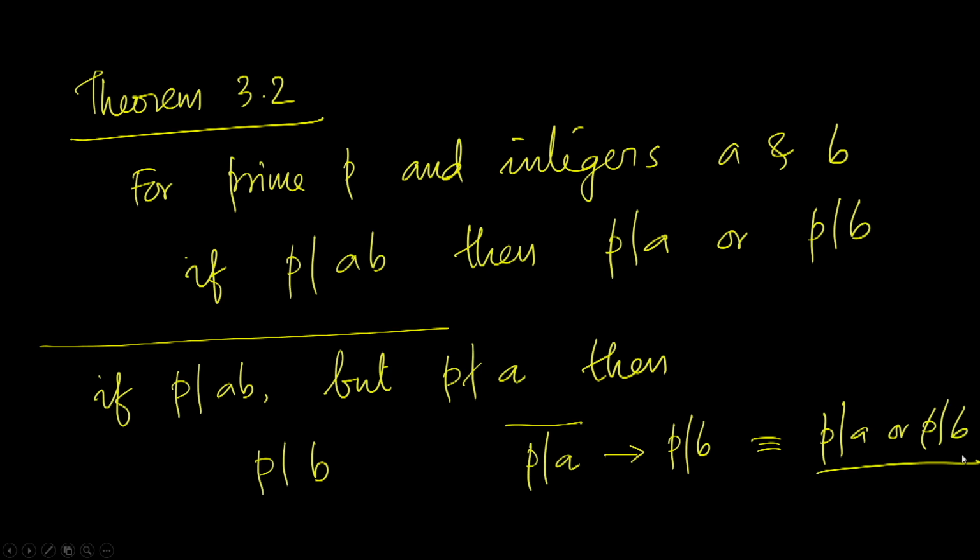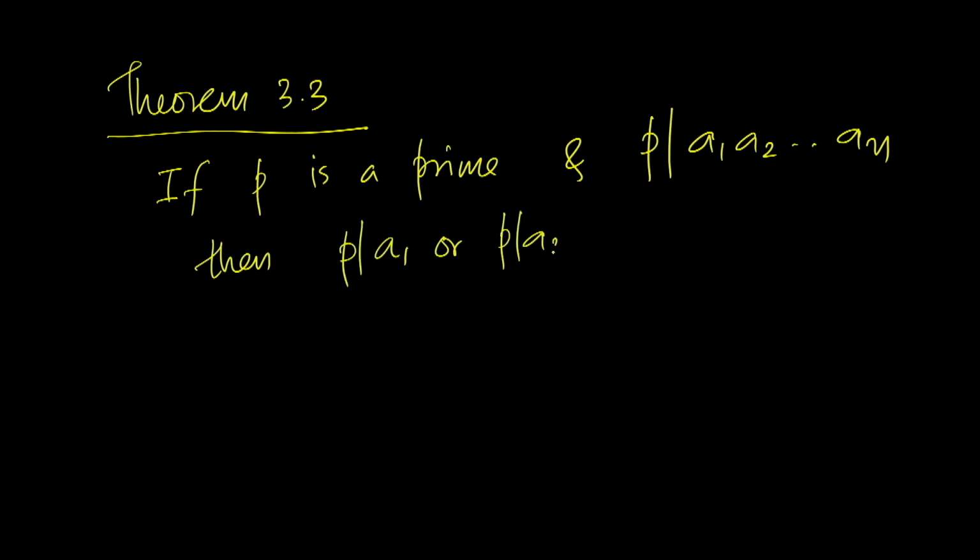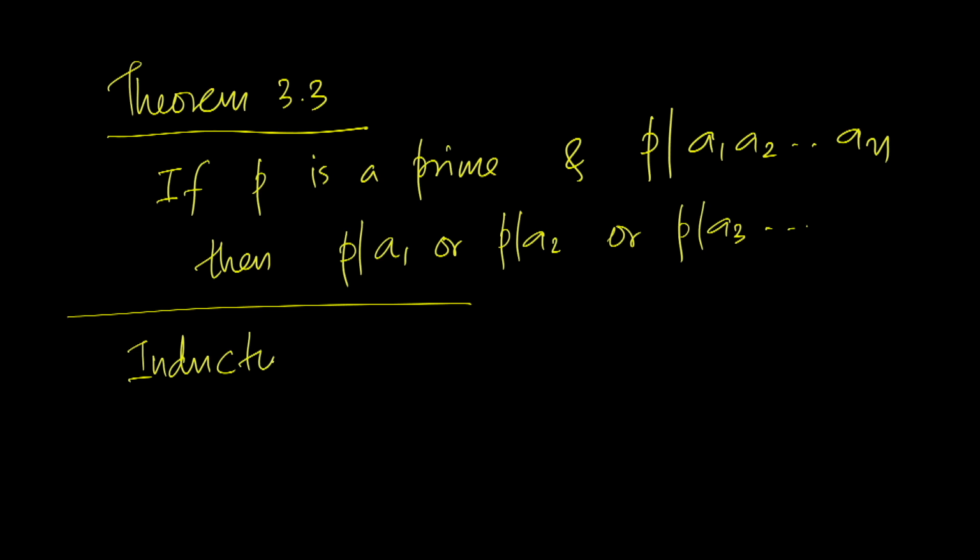Hence the theorem. Extending this, we can say if p is a prime and p divides the product a1, a2 through an, where a1, a2 through an are all integers, then p divides a1 or p divides a2 or p divides a3 and so on. p should divide one of those integers. We can prove this using induction from the previous theorem.